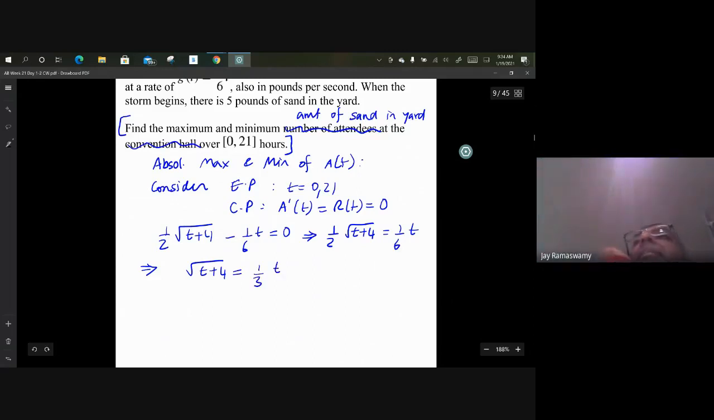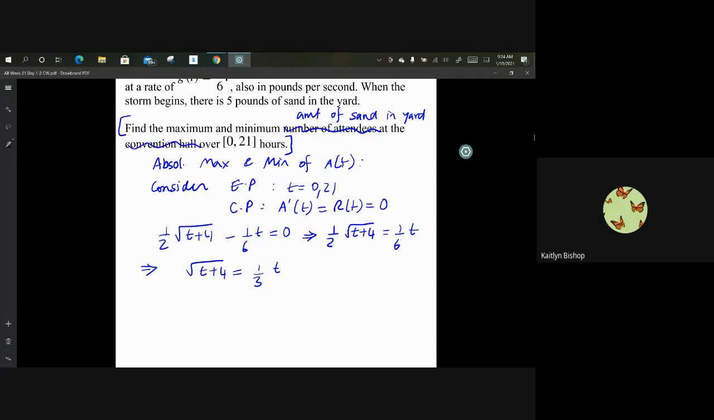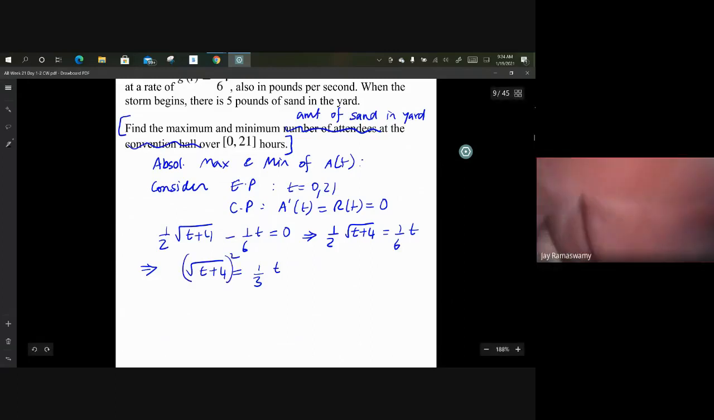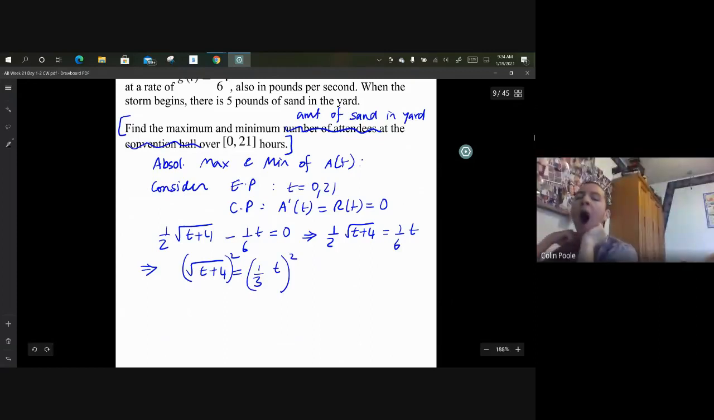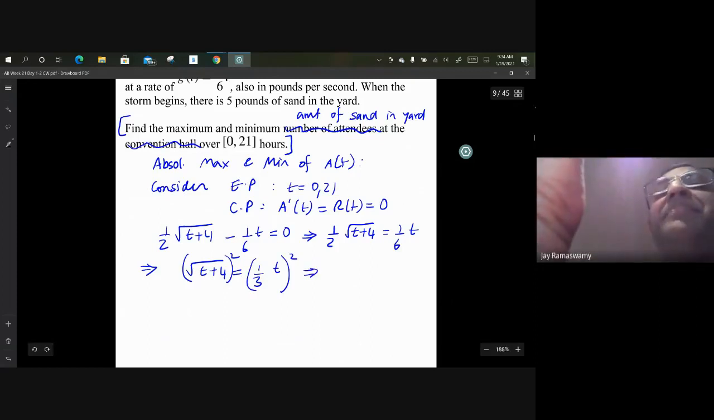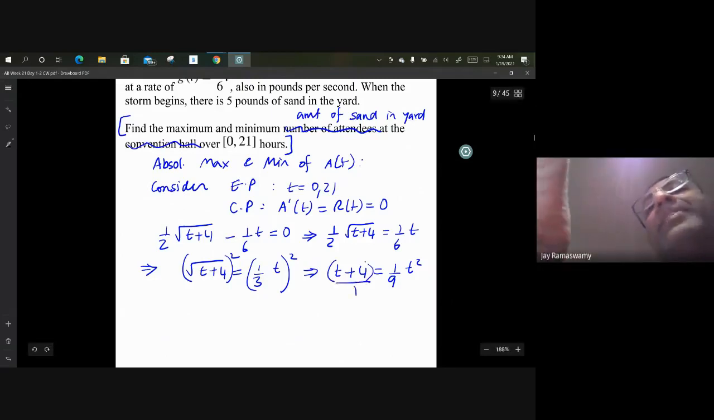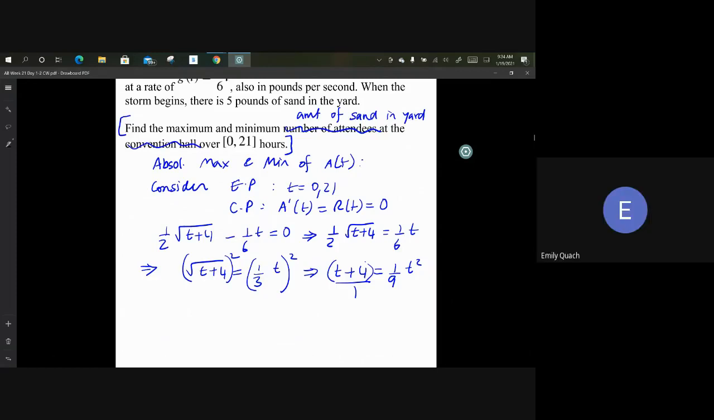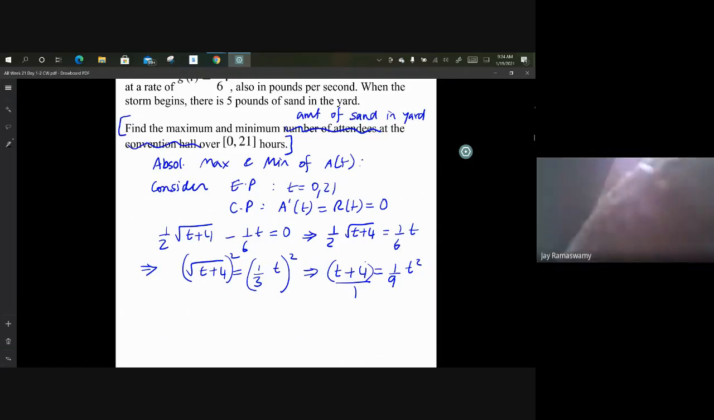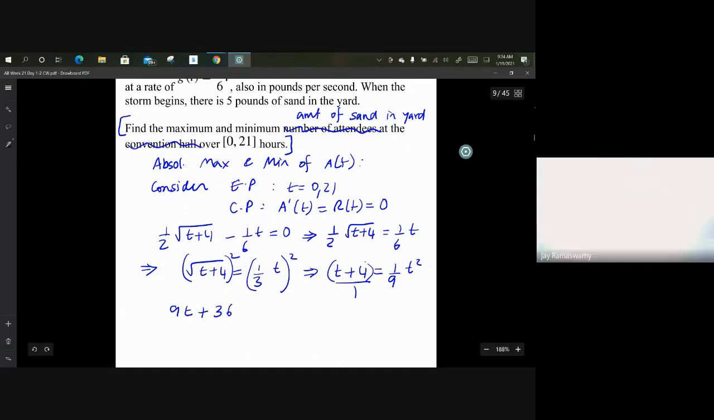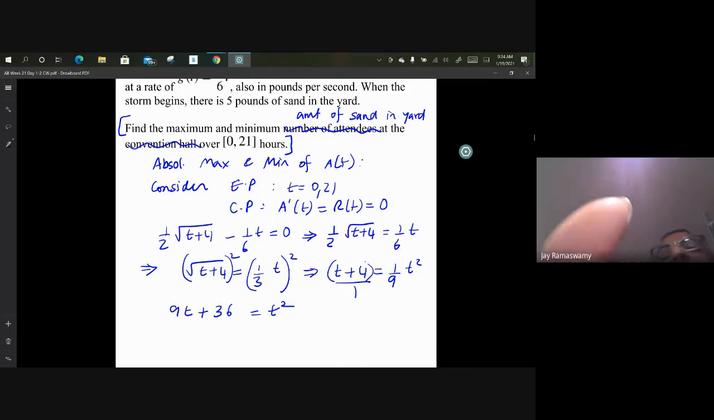Now, we've isolated the radical. What should I do to both sides? Square it. Put parentheses so it's neat. What does the left hand side become? T plus 4. What does the right hand side become? 1/9 t squared. Can I just put a 1 and cross multiply? Don't freak out, basic algebra. I can cross multiply, so 9t plus 36 equals t squared. I distribute it immediately.